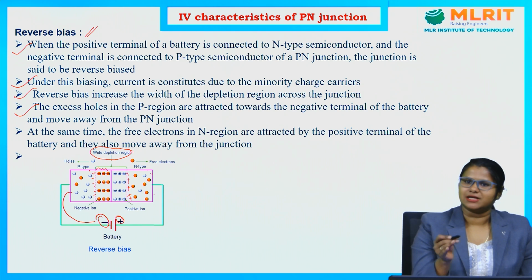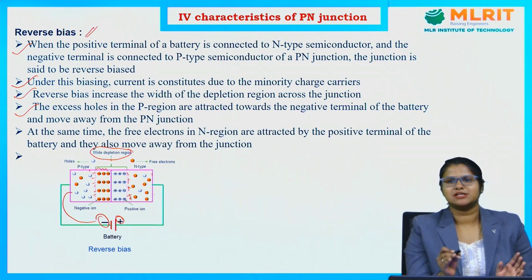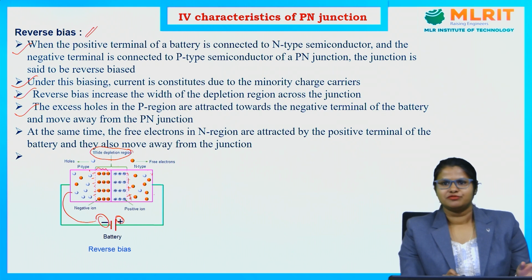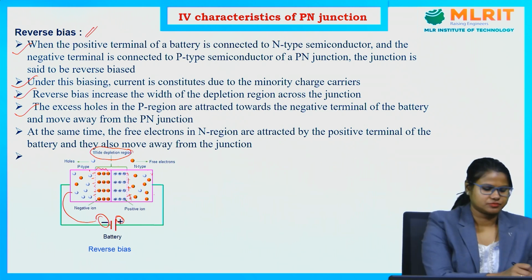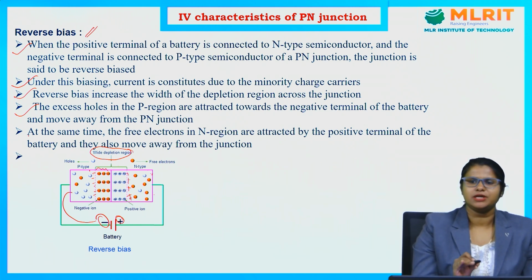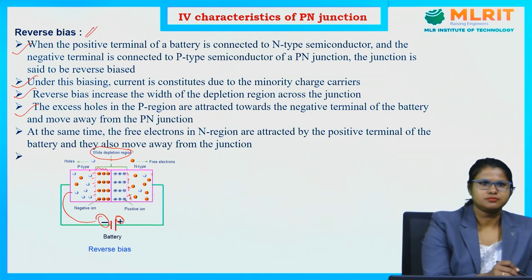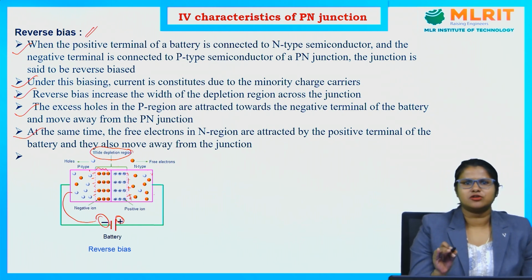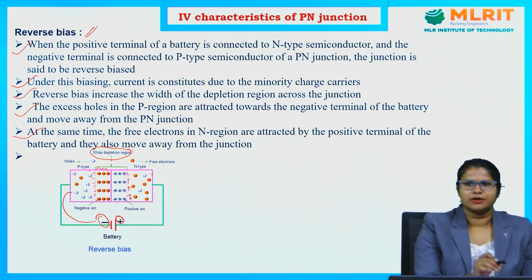As the width of the depletion region increases, the flow of current should decrease. That means the potential barrier will be stronger. At the same time, what will happen? The free electrons in the N region will be attracted by the positive terminal, as I have discussed, so that this depletion layer will be wider.